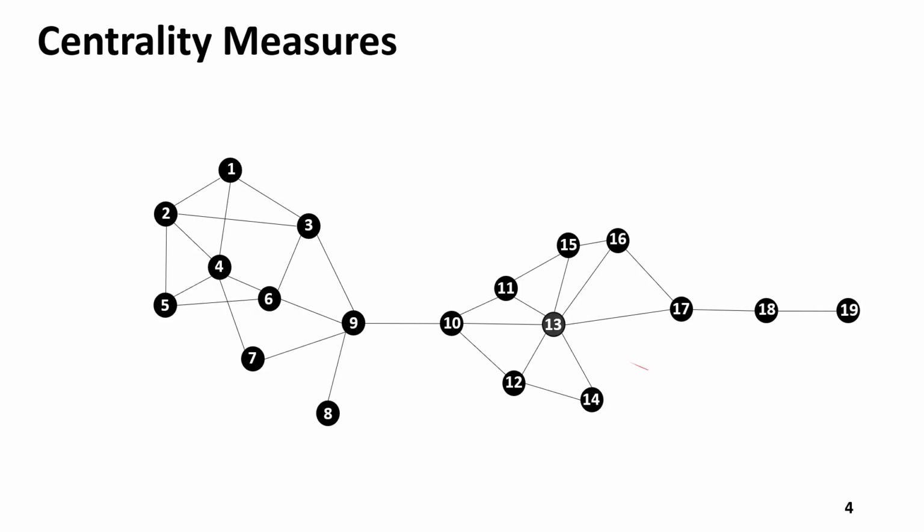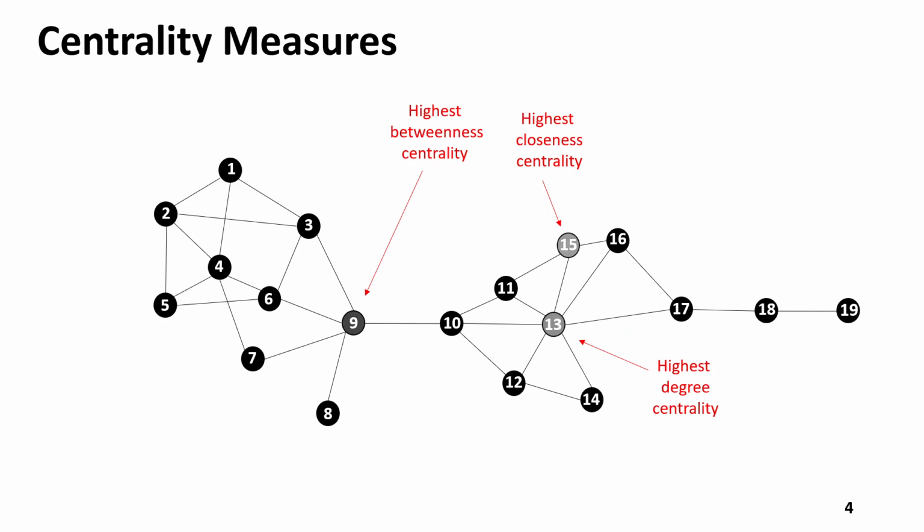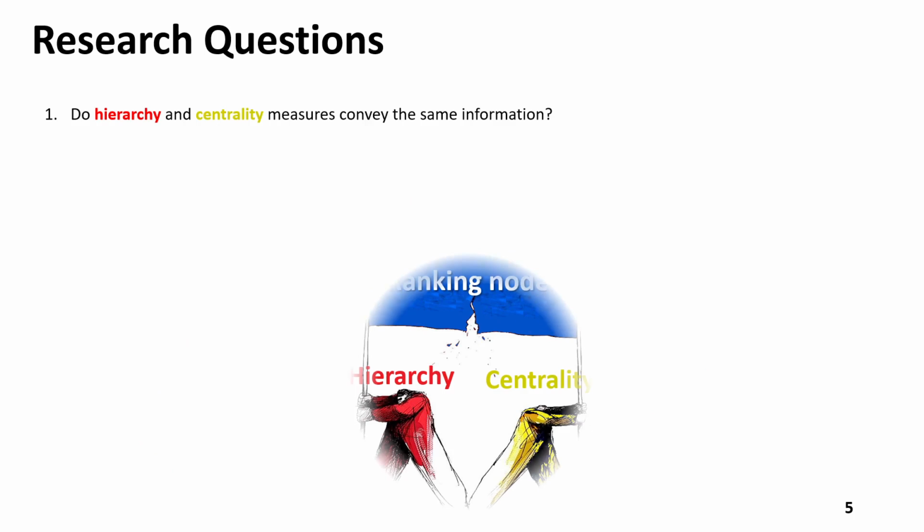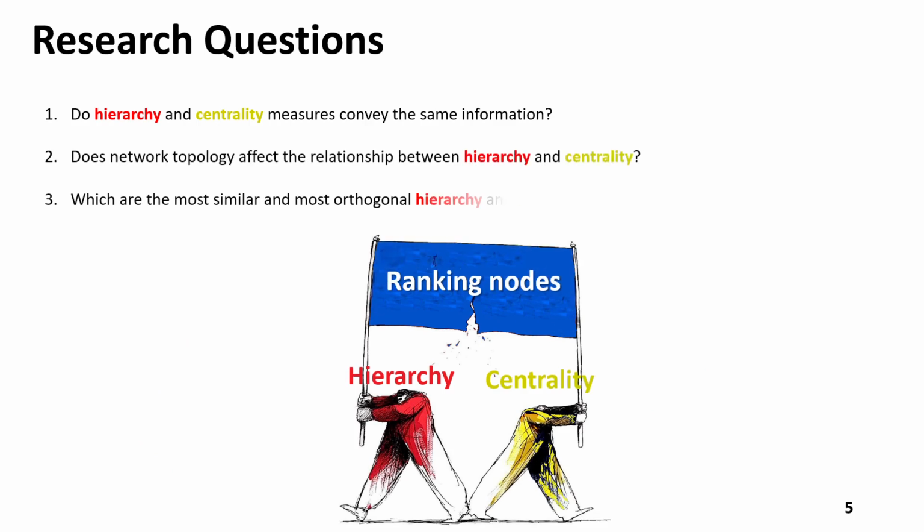Also, several centrality measures exist in literature, and we cannot say that one is better than the other because it all depends on the research question at hand. So, as both aim to quantify node importance, we pose three questions. Do hierarchy and centrality measures convey the same information? Does network topology affect the relationship between them if it exists? And which are the most orthogonal and most similar hierarchy and centrality measures?